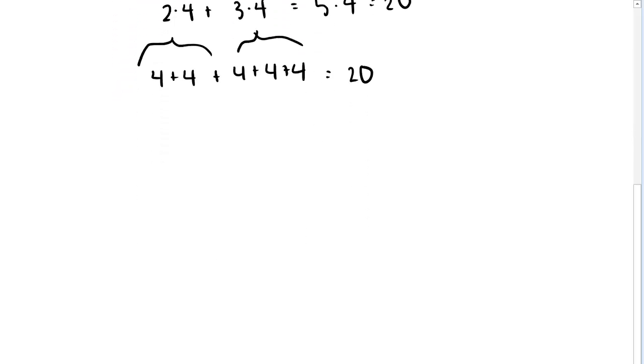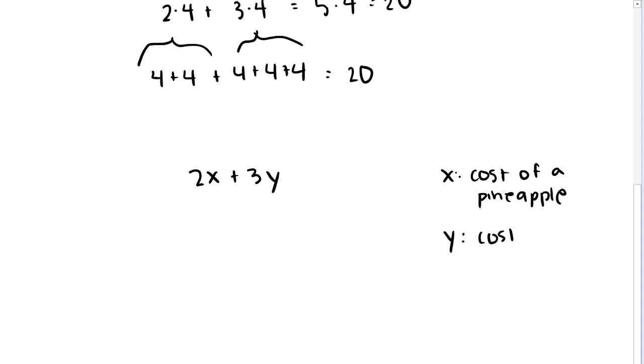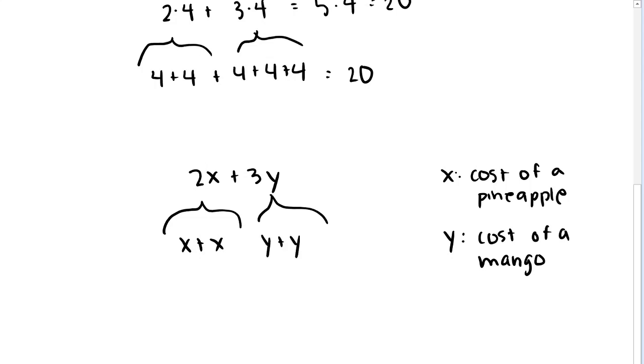And here I also want to illustrate that trying to combine unlike terms doesn't make sense. If I have 2x plus 3y, maybe this time x still represents the cost of a pineapple, but y represents the cost of a mango. Well then, what does 2x represent? It's like paying for that cost of the pineapple 2 times. And 3y represents paying for the cost of the mango 3 times. And adding them together, I do get a reasonable value, but I don't get any reasonable value by adding 2 and 3 together.